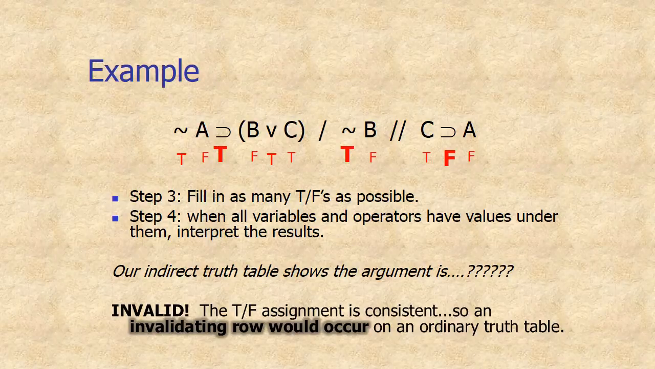So we know that if we did do a truth table for this argument, in the row that A is assigned false, B is assigned false, and C is assigned true, that's the row in which we're going to get all true premises and a false conclusion. So we would have found the invalidating row if we had done an ordinary truth table.